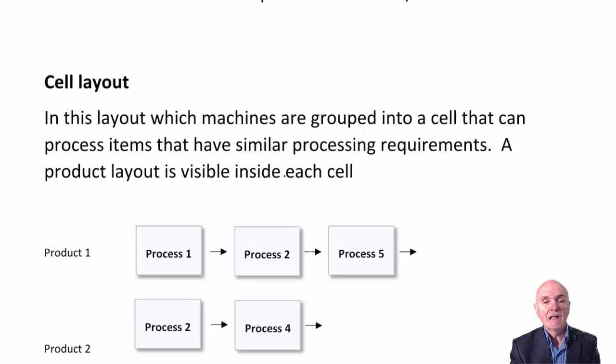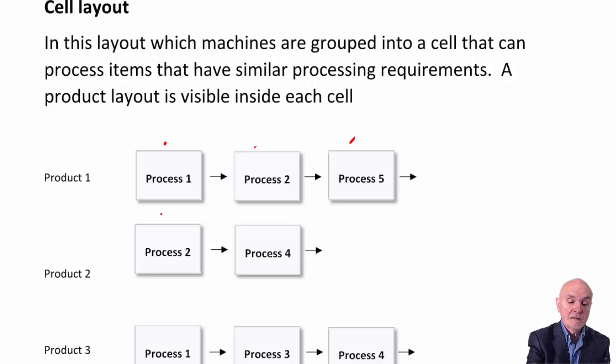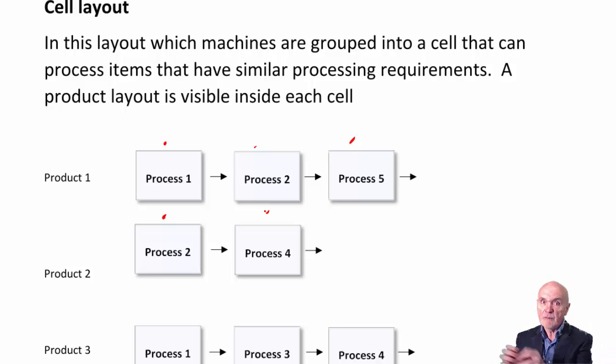Finally, there is a cell layout, and here we can have machines grouped into a cell which process items that have similar processing requirements, but not necessarily identical process requirements. So here, product 1 perhaps needs cutting, drilling, and polishing. Maybe product 2 only needs drilling and polishing, and so on, like that. So you've got different cells, different parts of the factory really set up for different products being made. Within each cell, it's quite linear.